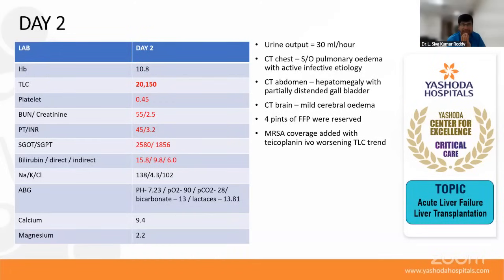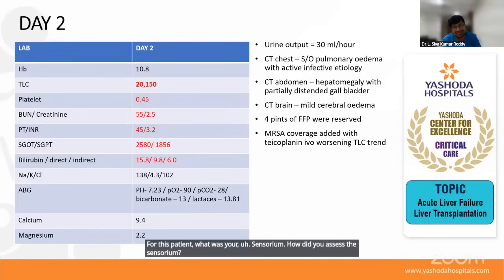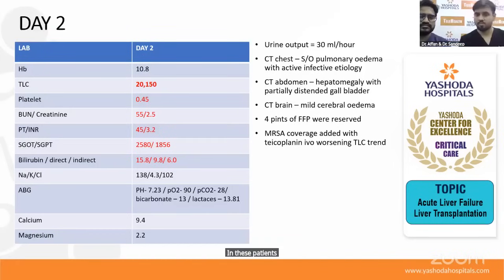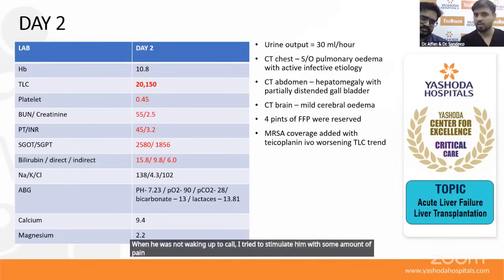Okay. One more thing, when you're assessing a patient, the patient is already intubated, right? For this patient, what was your sensorium? How did you assess the sensorium in these patients? Sir, initially the patient was not sedated. So I first looked to see if he was waking up on call. When he was not waking up to call, I tried to stimulate him with some amount of pain, and then he opened his eyes. So my GCS there became E2.